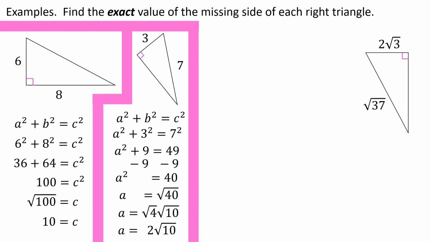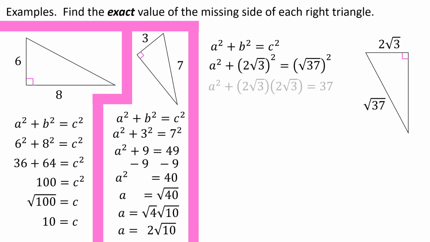Ooh, this one looks fun, doesn't it? Well, you know, I'm going to put first a squared plus b squared equals c squared. Hypotenuse is the square root of 37. One of the legs is 2 times the square root of 3. And of course, when I square these things, square root of 37 squared is just 37, right? Square root and square undo each other. But I gotta be a little bit more careful in that other one.